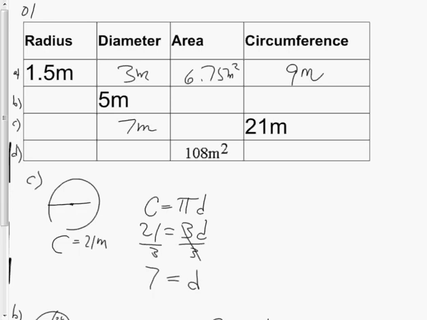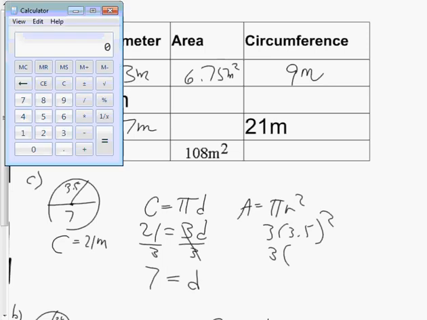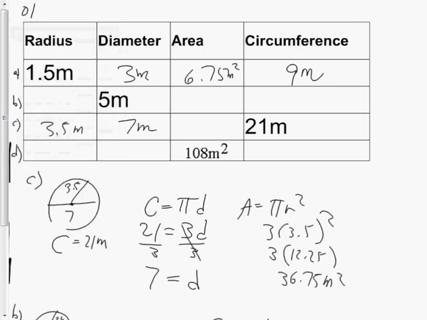And once I know that, then I know everything else about my circle. I know that the radius is 3.5 meters, half the diameter. And I know that in order to get the area, I use pi r squared, or pi times whatever 3.5 is, squared, which is 12.25, which is 36.75 meters squared for area.